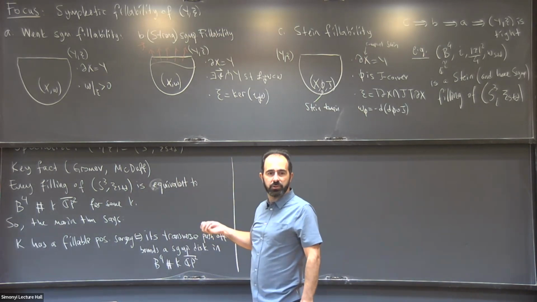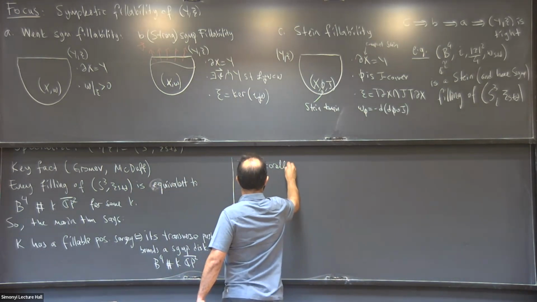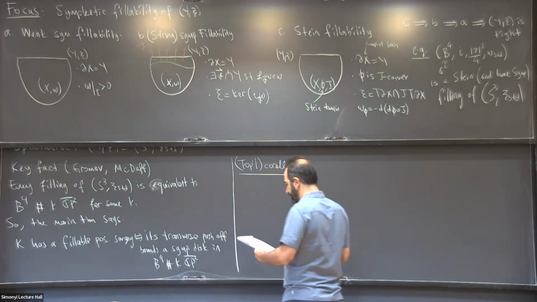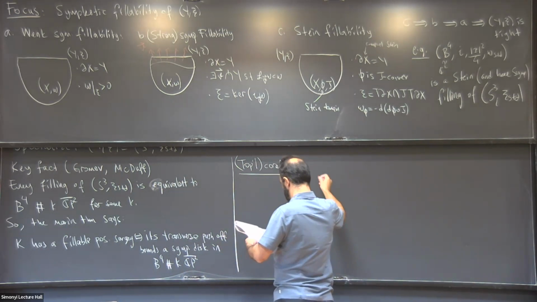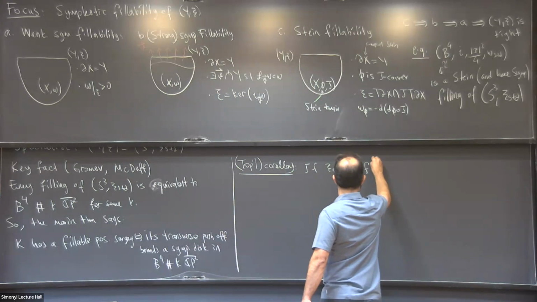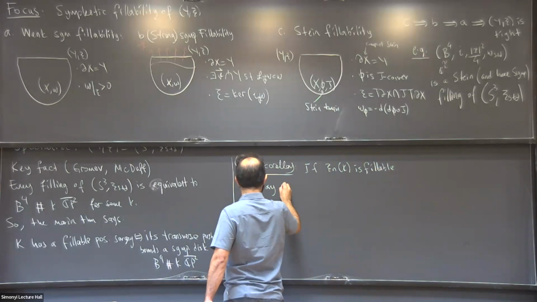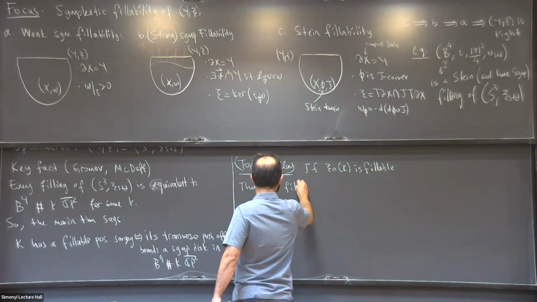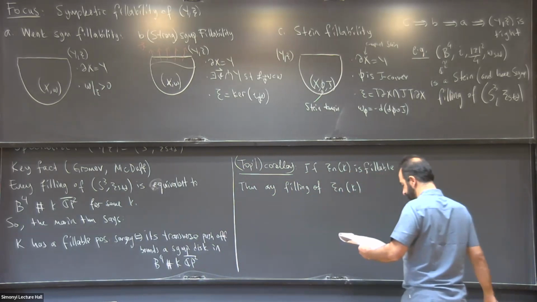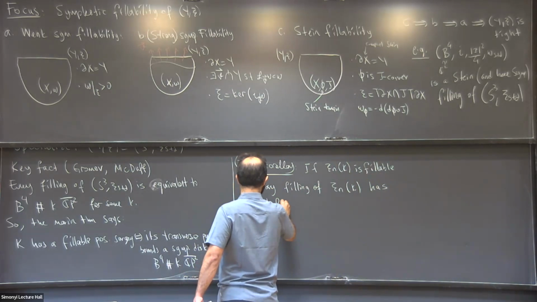So here is a topological consequence of this right away. It says that if the surgery on K is fillable, then any filling of it has negative definite intersection form.